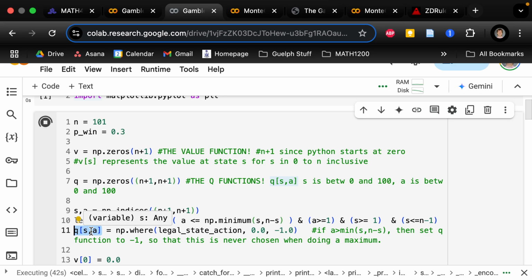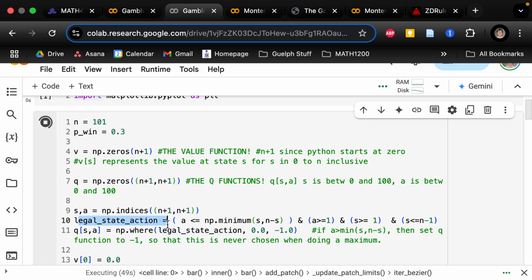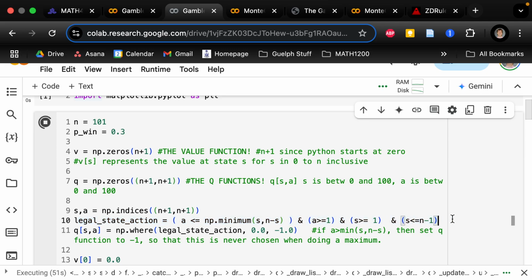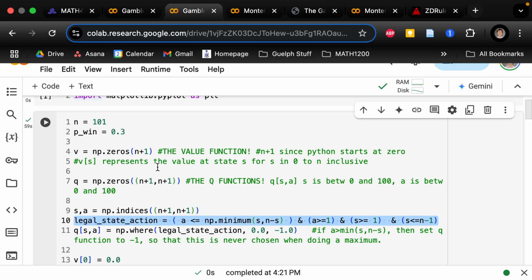That's because you're only allowed to bet certain things in certain states. And that is what this legal state action array does. It tells me which of the S and A combos are actually allowed. The very first one is the most important one: A can't be more than S or N minus S. And then the rest of them are weird corner cases.